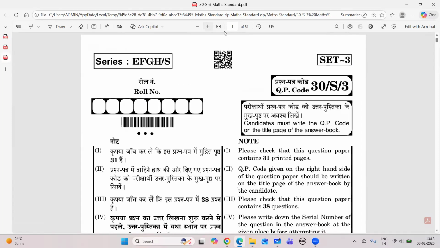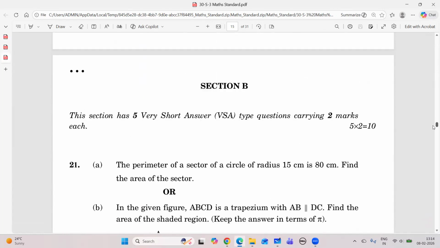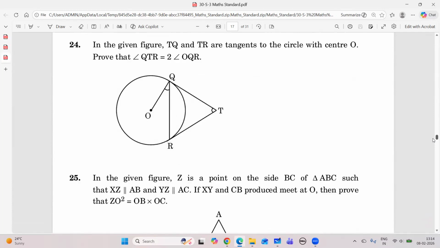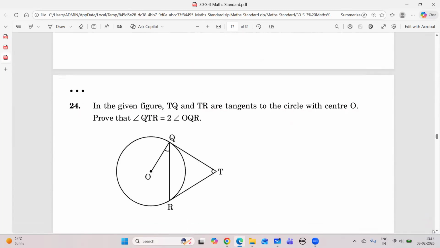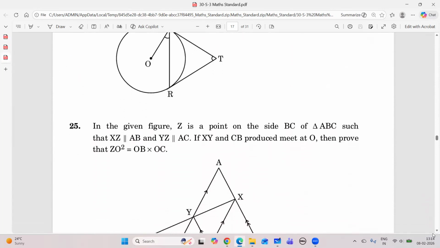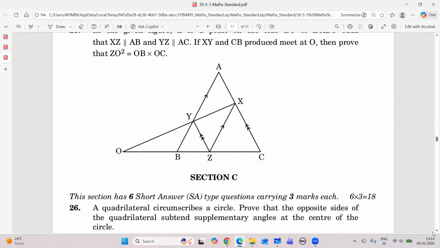This is of code 30/S/3 of last year. In this, I have solved question number 24 in my last lecture. Okay, this problem I solved. Now I want to continue, and I am not ready with the answer of the 25th question. I'll do this later. So let me go to the next question.